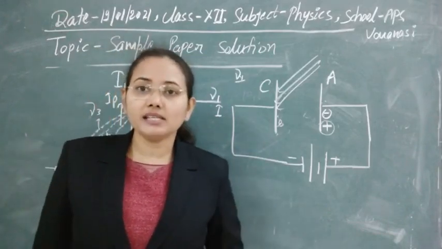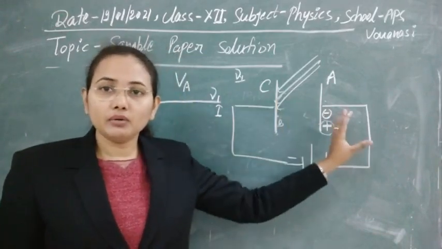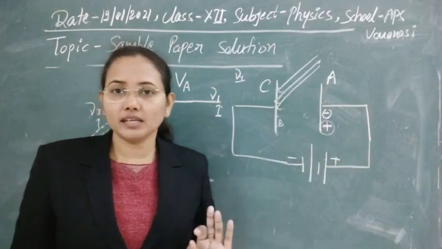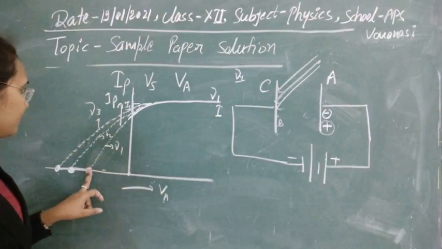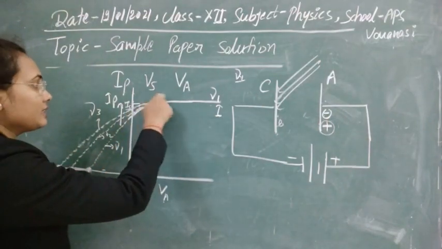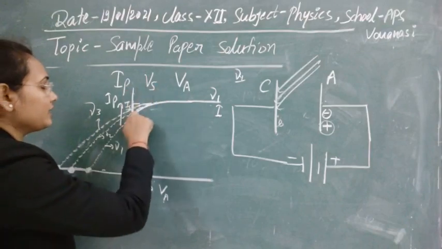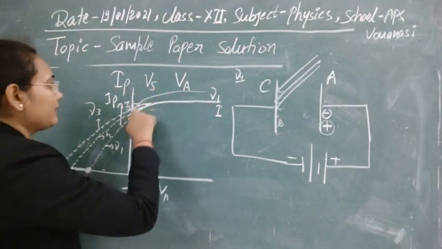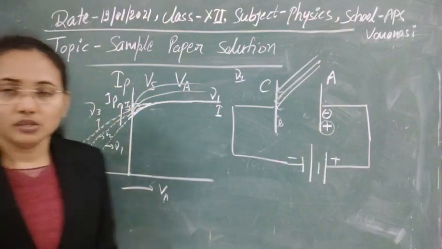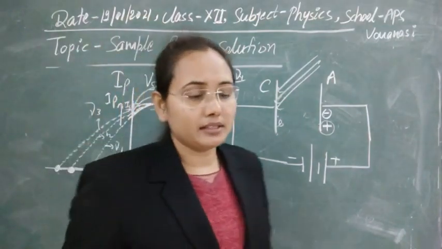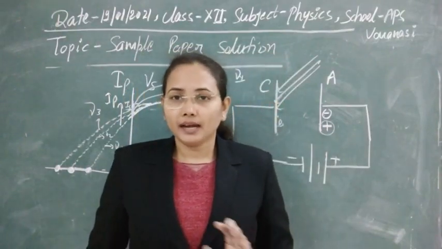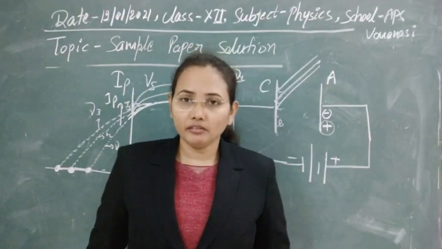So whenever frequency changes, they will be able to cross this, they will be able to be collected here. But if frequency is constant, then stopping potential will be constant. But if intensity is changing, then the saturation current will change. It will be like this, or like this, but the stopping potential will still be constant. So these two factors you have to understand: the saturation current depends on intensity and the stopping potential depends on frequency.